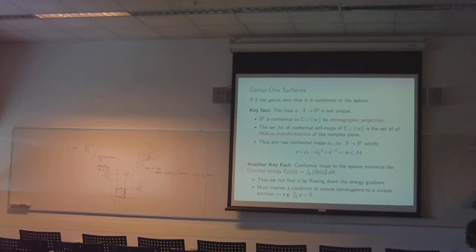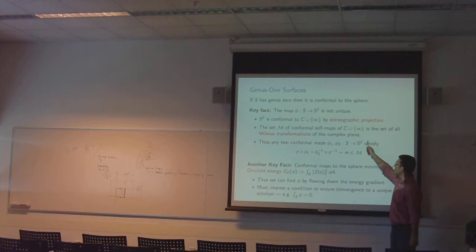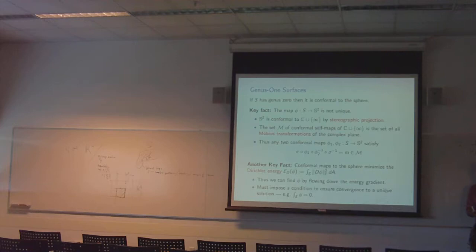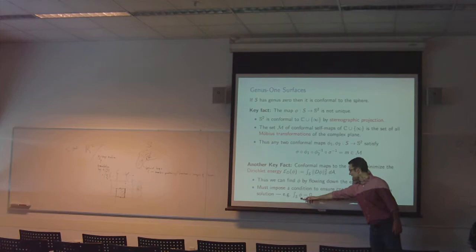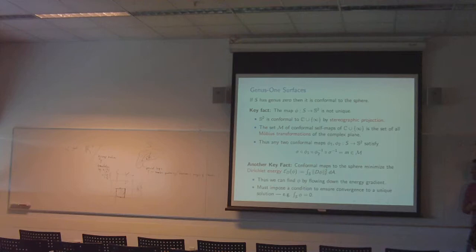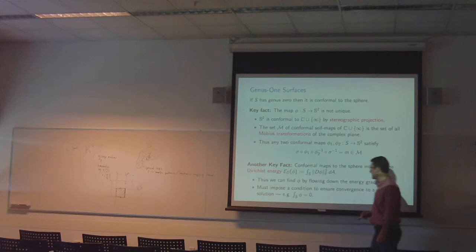And because you have a non-uniqueness minimum, you have to impose a special condition. You have to impose some condition to guarantee a unique solution to this minimization problem. And so often what's done is you say that the moment of the center of mass of the map is zero, it's at the origin of the sphere. So that's just an integral condition satisfied for the components of that phi.